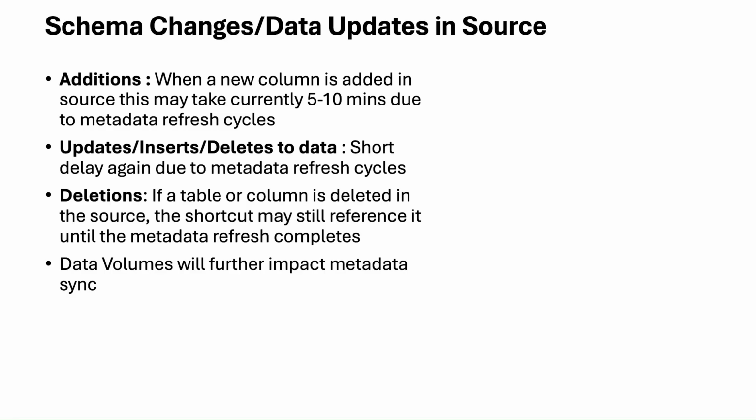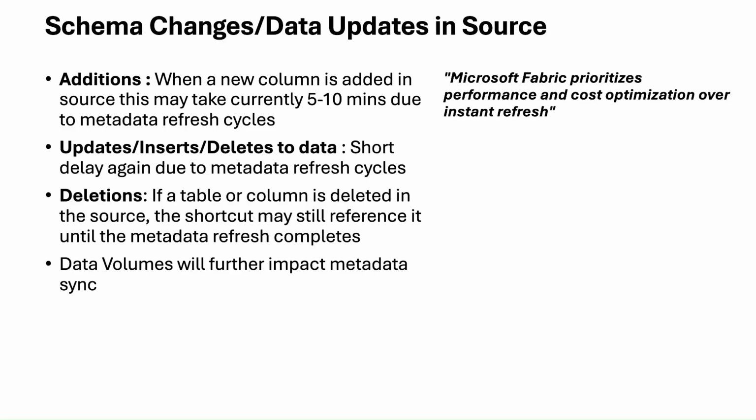So if you have terabytes or petabytes of data in the source, shortcuts might not be a great option in that case. Why? Because Microsoft Fabric prioritizes performance and cost optimization over instant refresh. Okay, so it prioritizes performance and cost optimization rather than instant refreshing of data from the source. And you can say it's a limitation, but yeah, it might not be suitable for a few of the use cases.